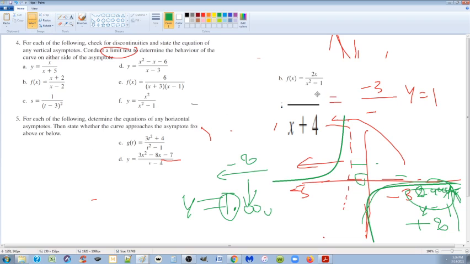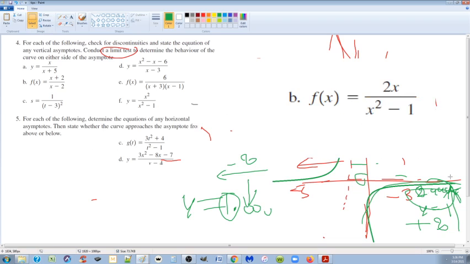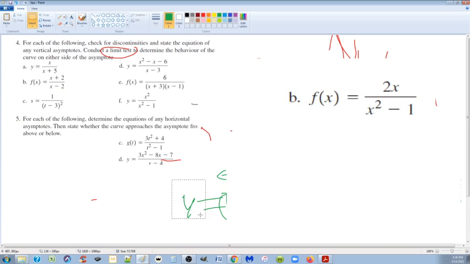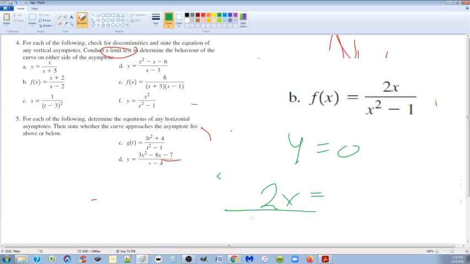So this one. Now notice that the power up above is below the power down below. It's one less. So we're dealing with a horizontal asymptote of y is equal to 0. The question is, does it cross? So we're going to set the whole thing equal to 0, see if it crosses it.